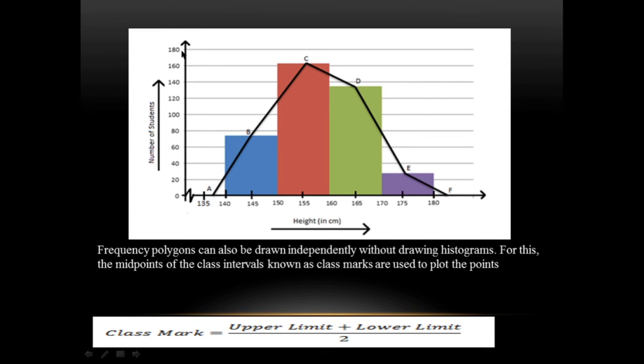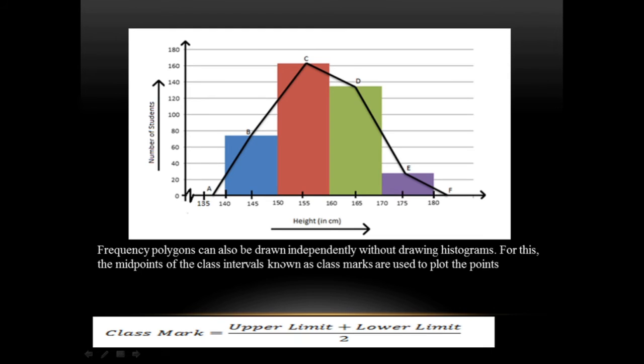See the number of students and height of students in centimeters. Now the first class interval is between 135 to 140, students having the height 137.5, next 145, next 155, 165, 175 are the midpoint of the class.